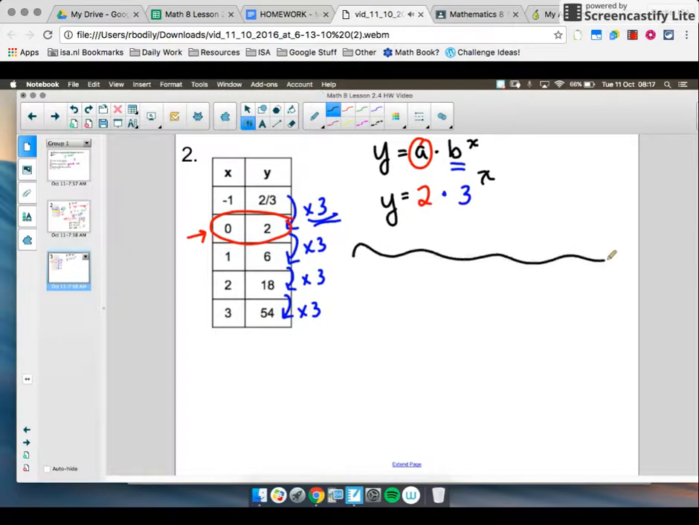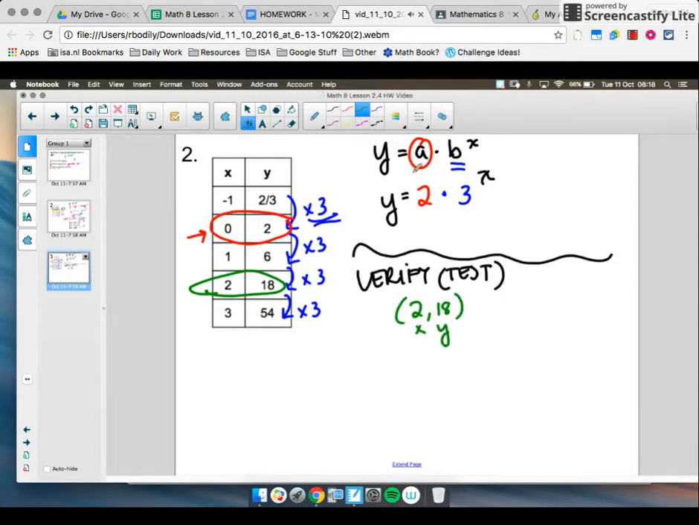And now I'm going to verify the general rule, or test it. I'll take maybe this point from the table, 2, 18, where this is my x and my y. Then I will substitute values in. So y equals, well, y is just 18, 2 times 3 to the power of x, but x is just 2. By the order of operations, when I solve this, I really need to do the exponents first. So 3 squared is 9, and 2 times 9 is 18.